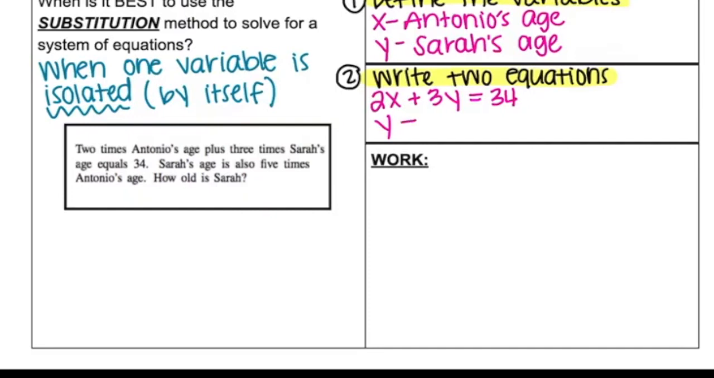But we also know Sarah's age is 5 times Antonio's age. So now we have two equations. At this point, we want to make sure that we have a variable that is isolated. In the second equation, y is already by itself. So since y is isolated, we can use substitution.